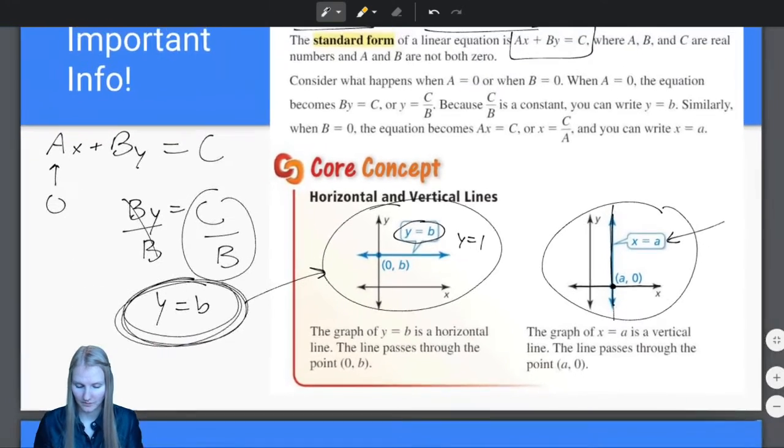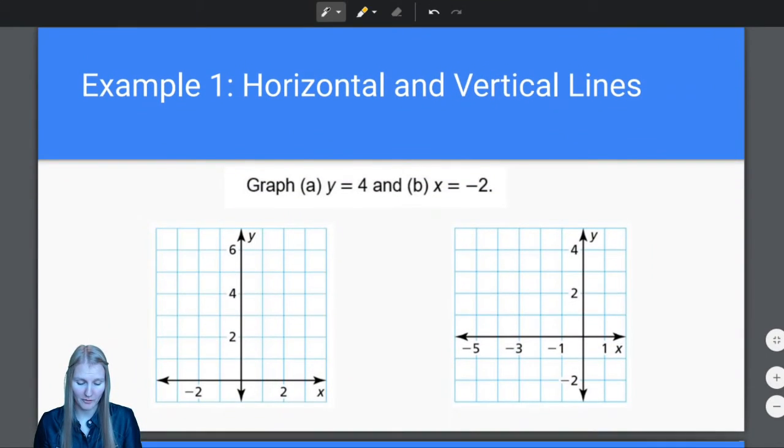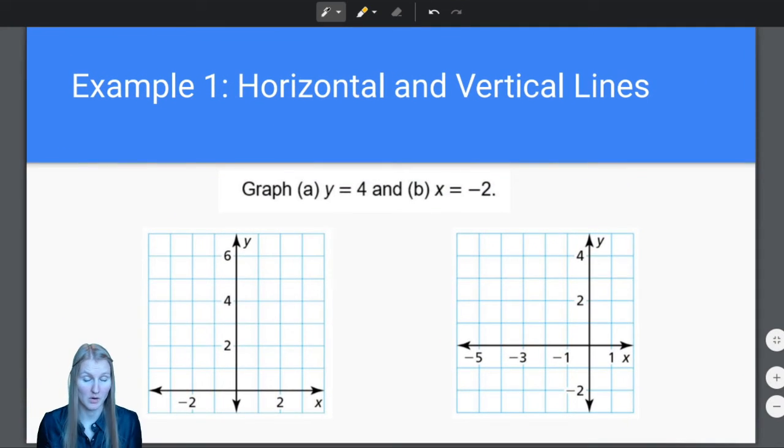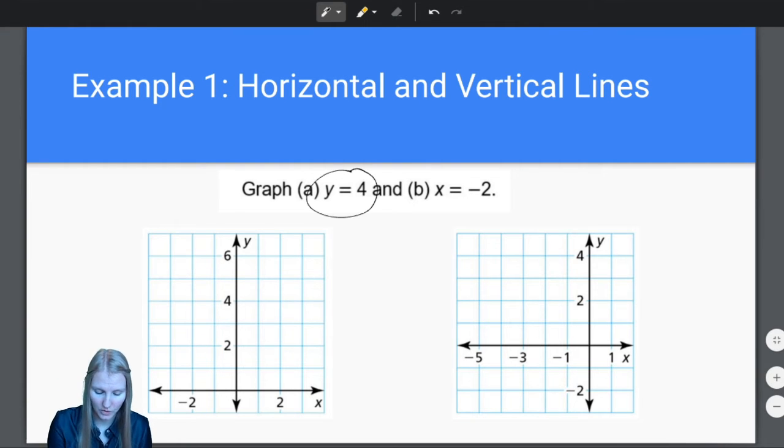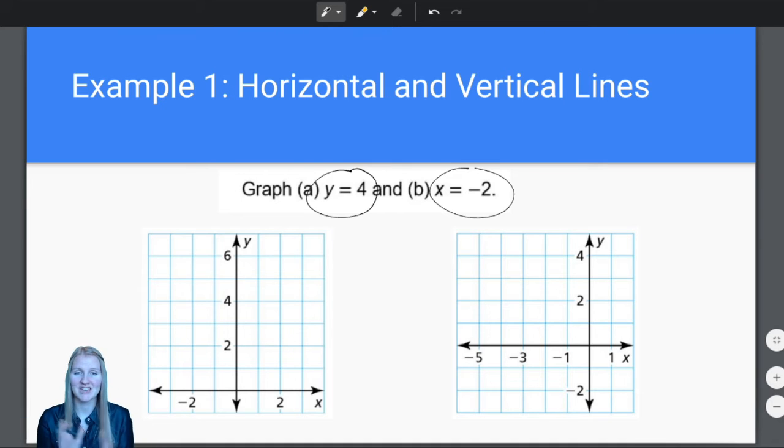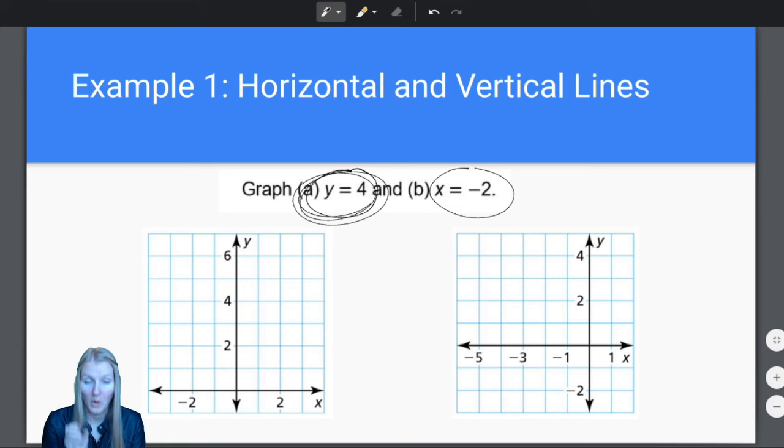Okay, wonderful. Now, let's go ahead and move on to our first example, graphing horizontal and vertical lines. They want us to graph y equals 4 and x equals -2. So, here's how I do this. y equals 4 means I'm crossing the y-axis. So if we have y equals 4, we're going to look at the y-axis, and we're going to go to 4: 1, 2, 3, 4. We're going to find 4 on the y-axis.